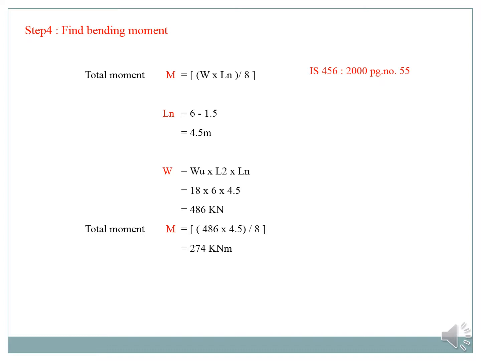Then W is equal to WU into L2 into Ln. This is also from our code book, IS 456 2000 page number 55. So 18 into 6 into 4.5 is 486 kilonewton. So total moment is equal to W Ln by 8, which is 486 into 4.5 meter divided by 8. So the moment is equal to 274 kilonewton meter.